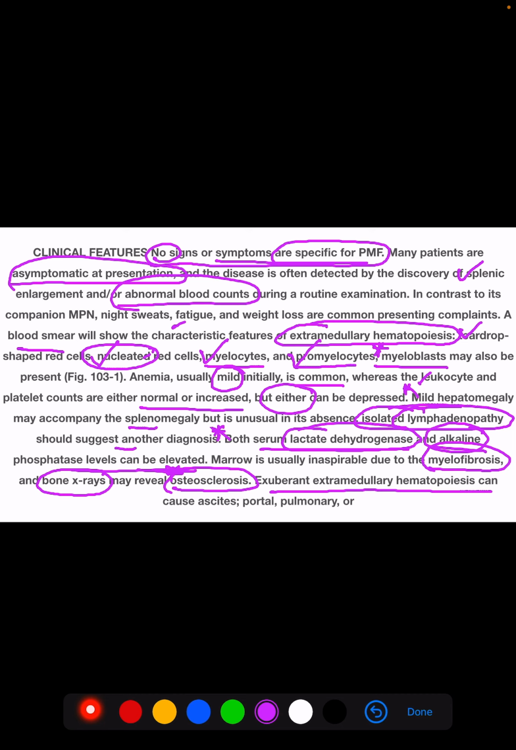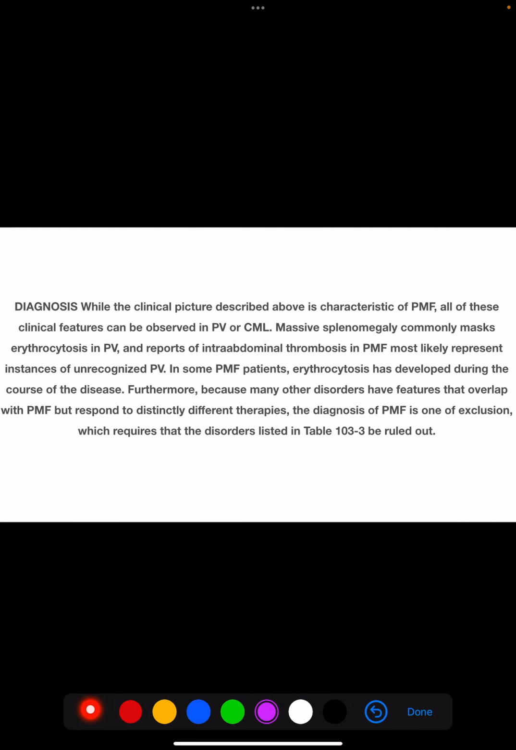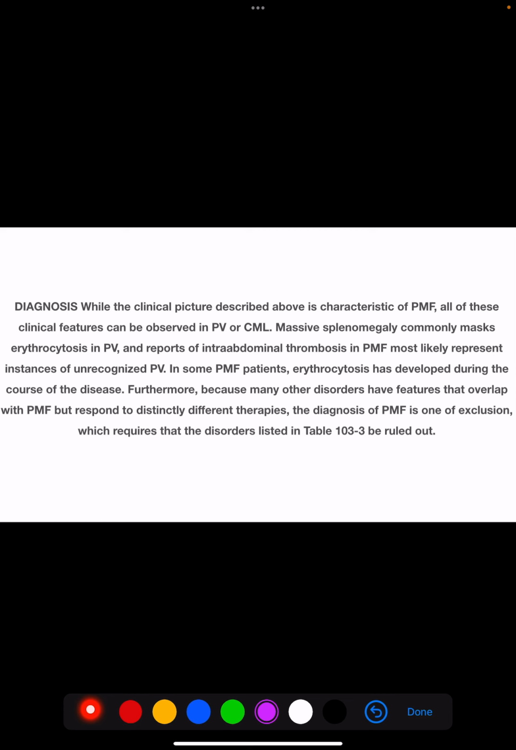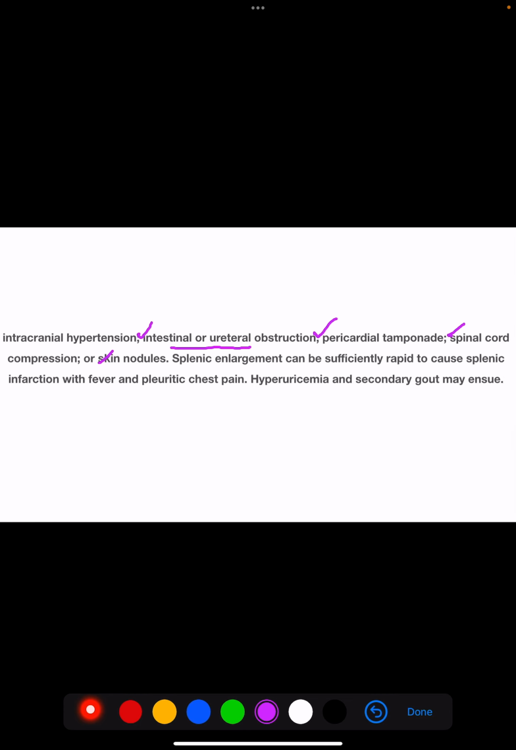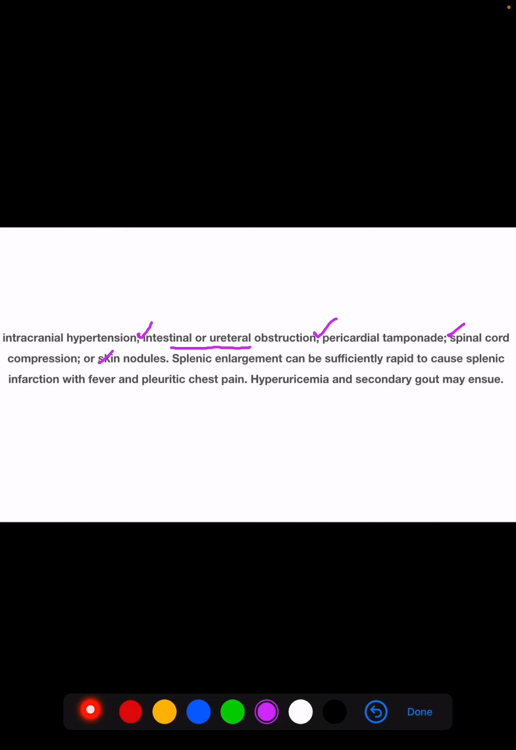Exuberant extramedullary hematopoiesis can cause ascites, portal, pulmonary or intracranial hypertension, intestinal or ureteral obstruction, pericardial tamponade, spinal cord compression or skin nodules.